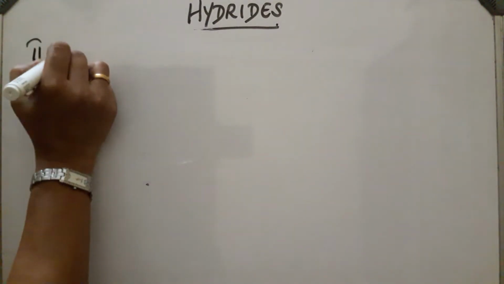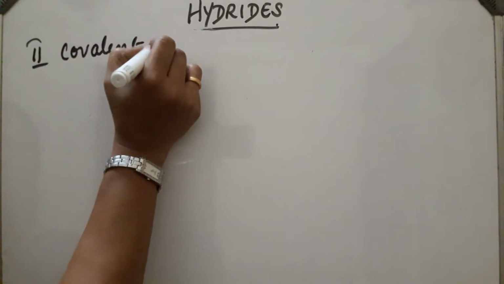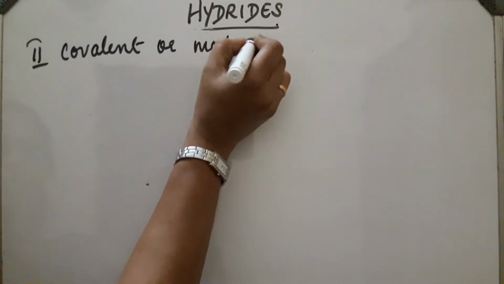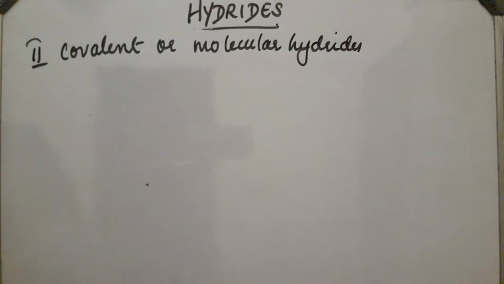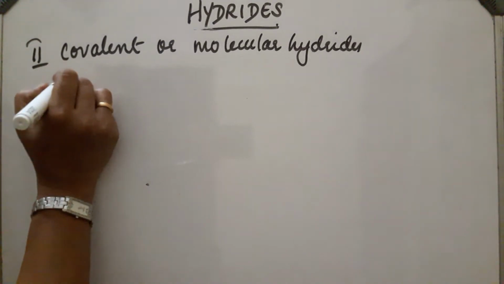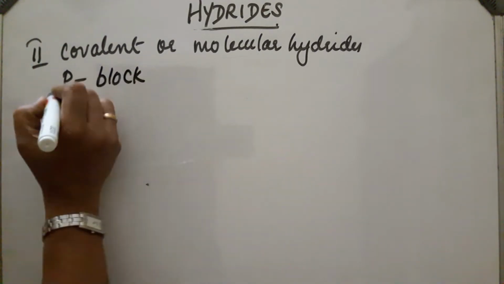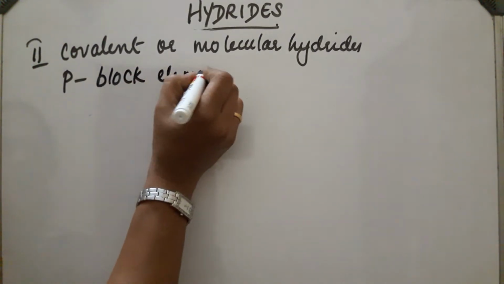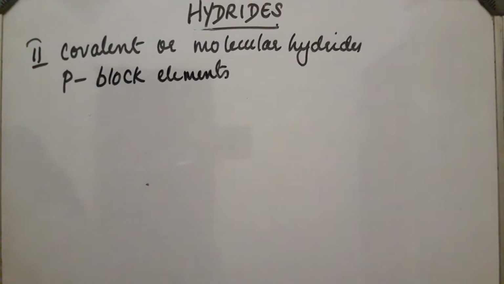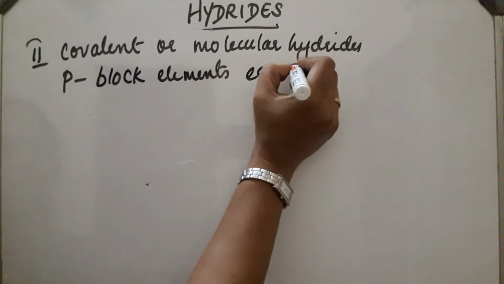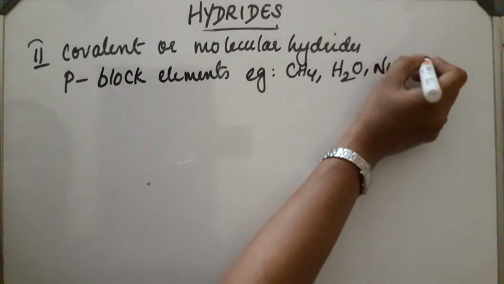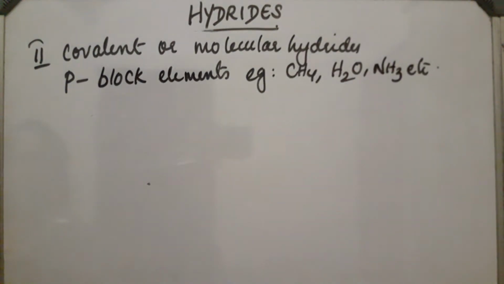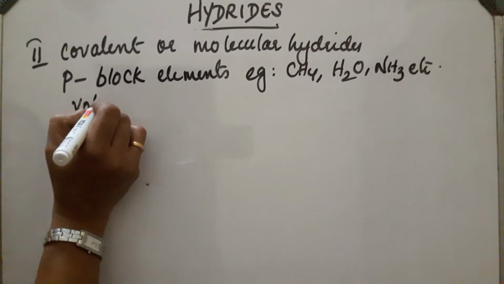Second one, covalent or molecular hydrides. These hydrides are formed on hydrogen reaction with p block elements. Hydrogen reacting with p block elements, these types of hydrides are obtained. Example, CH4, H2O, NH3, etc. And these are volatile compounds.